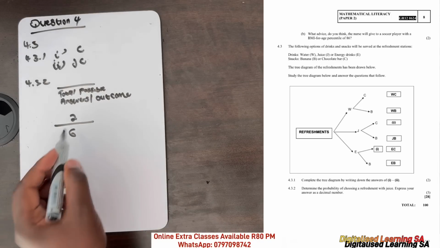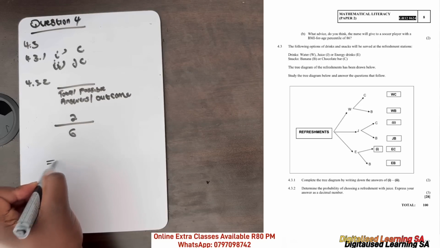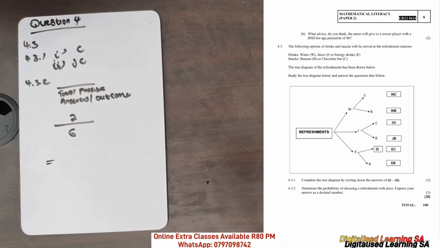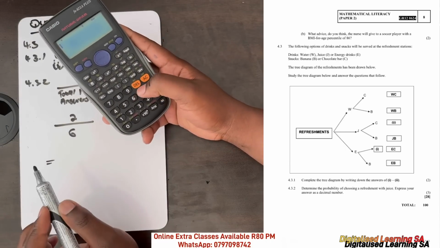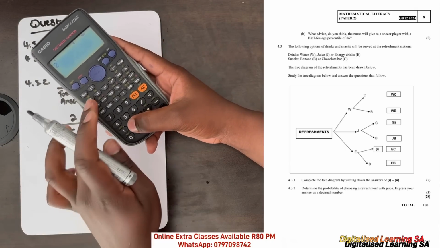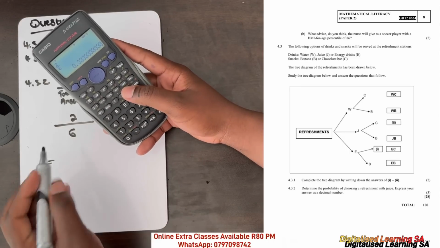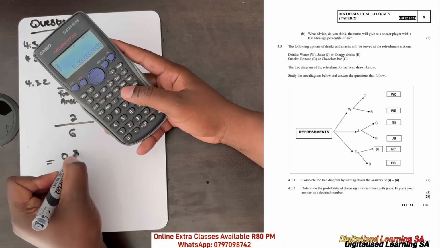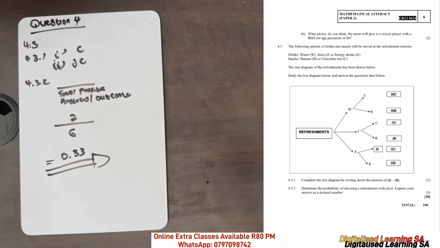So this will be our probability. But we are told to express our answer as a decimal number, and this is a fraction. To convert this to a decimal number, we say 2 divided by 6 is equal to 1/3, which is 0.33. And this is our final answer. And that brings us to the end of question 4.